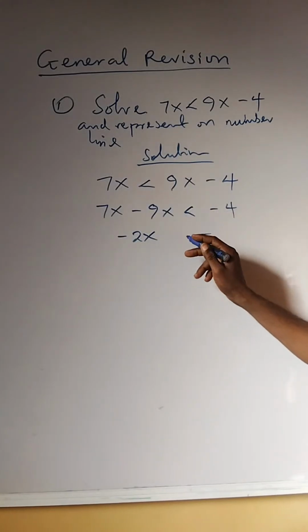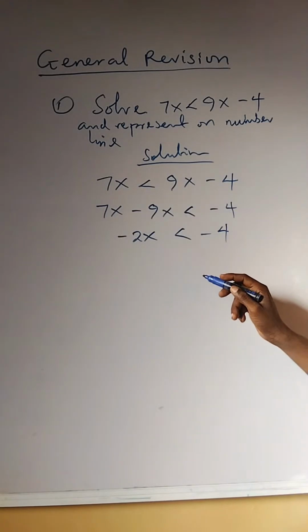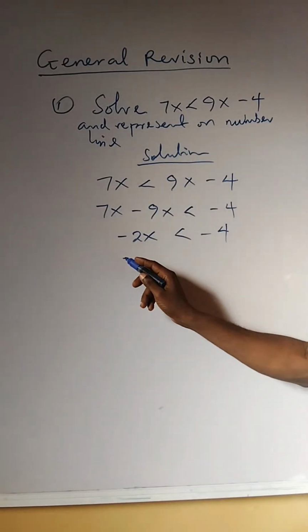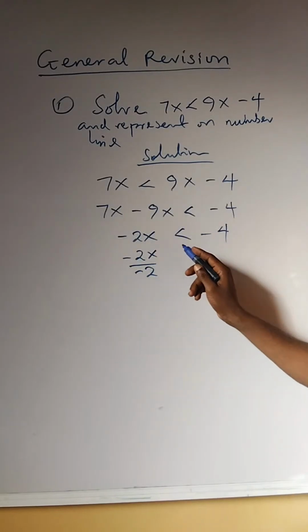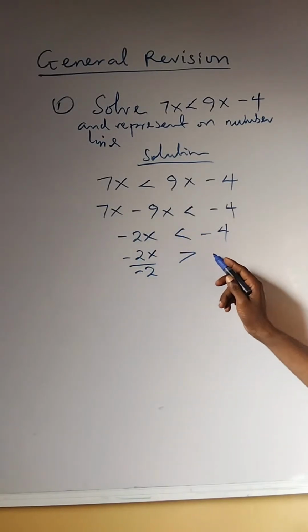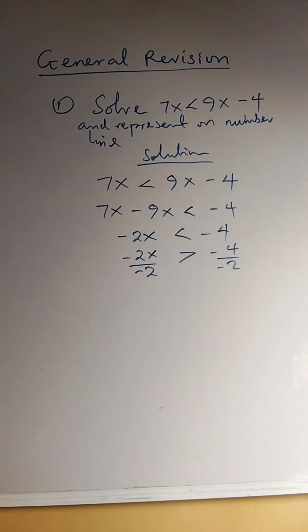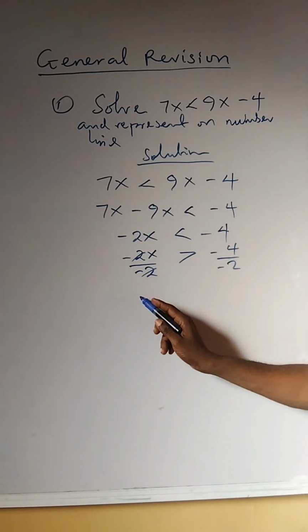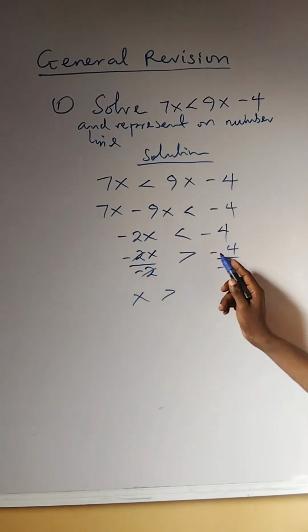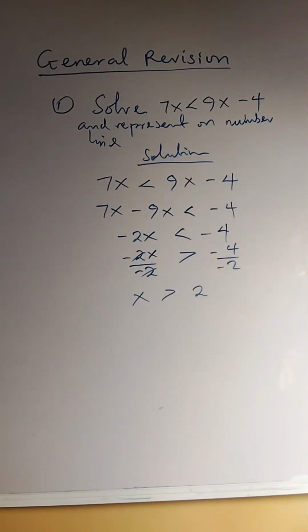It's the same method as with an equation. We maintain the inequality, so that's less than minus 4. Then we divide both sides by minus 2. That is minus 2x over minus 2. Then this inequality will change to greater than minus 4 over minus 2. Whenever we divide by a negative number, the inequality changes direction. So minus 2 cancels minus 2, and we have x greater than minus 4 over minus 2, that's plus 2. So x is greater than 2.